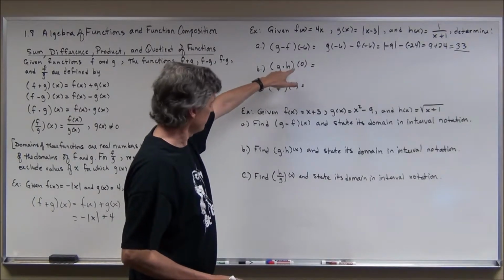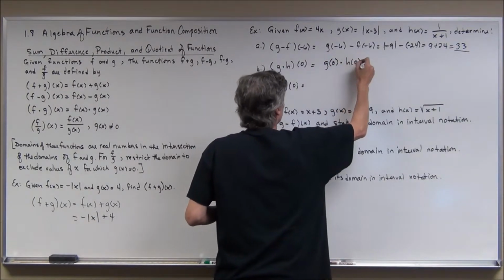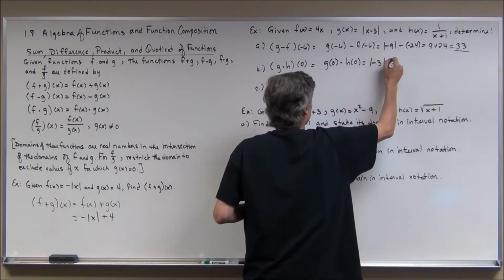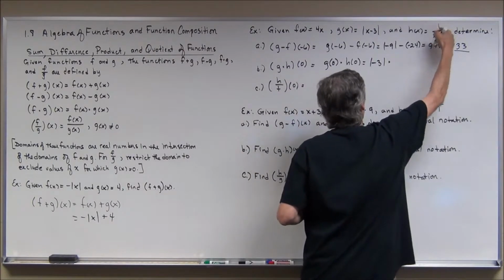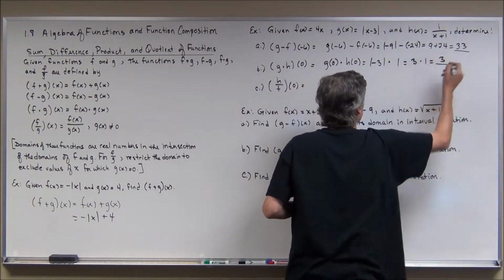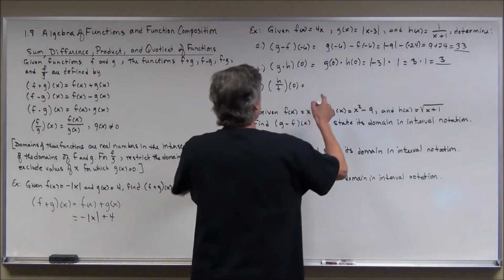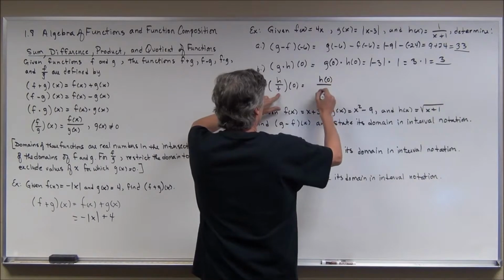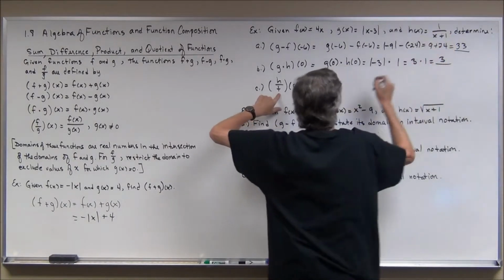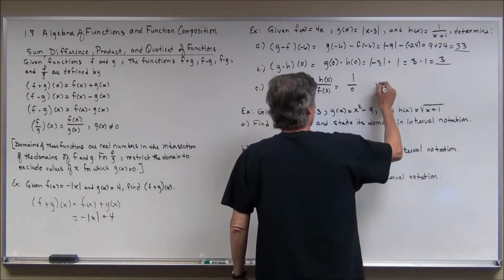(g times h)(0) would be g(0) times h(0). g(0) is the absolute value of 0 minus 3, so that would be the absolute value of negative 3, times h(0), which would be 1 over 0 plus 1, which would just be 1. So this is equal to 3 times 1, or 3. And the third one here, (h divided by f)(0), would be h(0) divided by f(0). Well, h(0), I just did that a second ago. That turned out to be 1. f(0), well, that would be 0. And you can't divide by 0, so this would be undefined.